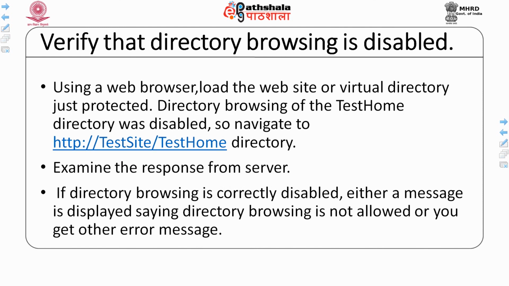Now, verify that directory browsing is disabled. I am giving you an example. Suppose you have a website called test site and there is a page called test home. If you try to navigate to this page, and that page is not there and directory browsing is correctly disabled, a message would be displayed that directory browsing is not allowed, or you get another error message saying that the page is not available.